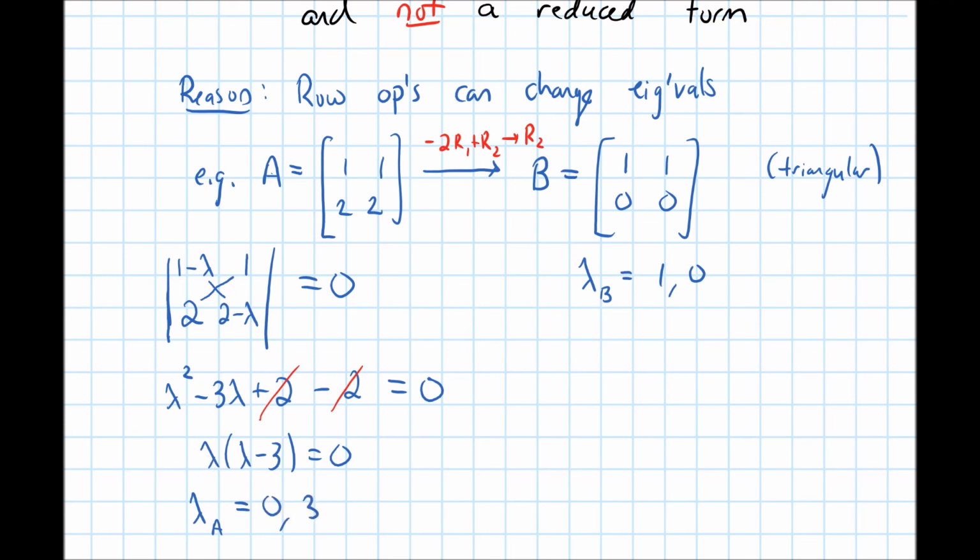But notice that these are different. The eigenvalues of the reduced triangular form are not the same as those of the original matrix that we started with. In general, that can happen when we do row operations. Here I did a row replacement, but it can also happen with the other row operations, where doing them can change the eigenvalues. So we definitely want to be careful about that.